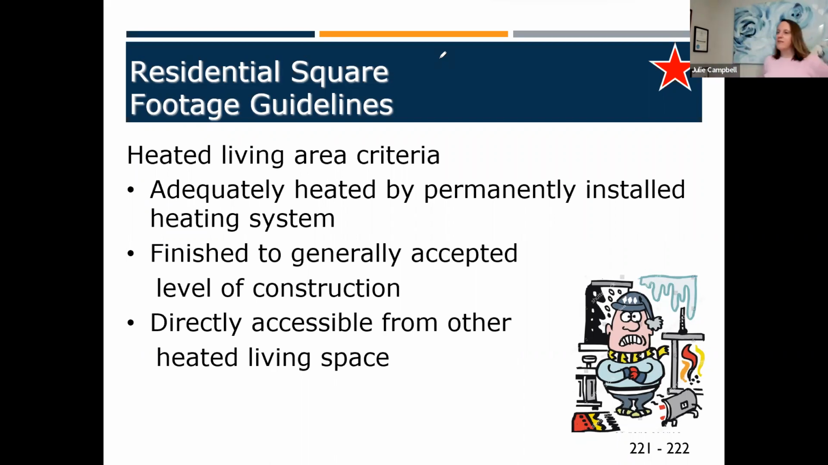Again, if you have that finished room over the garage, if the stairs aren't accessible, I can't count it. If you have to walk through a breezeway, for example, to get to an additional room or a bonus room, you're not going to be able to count it unless the breezeway is adequately heated and finished. I think a general rule of thumb, as long as you walk from room to room to room and you don't get cold, you can count it.